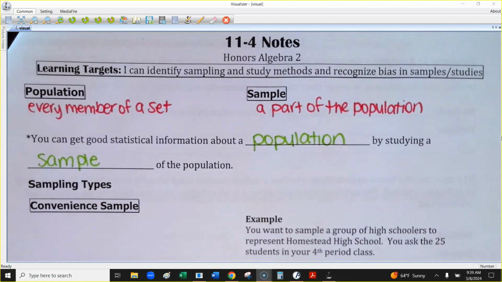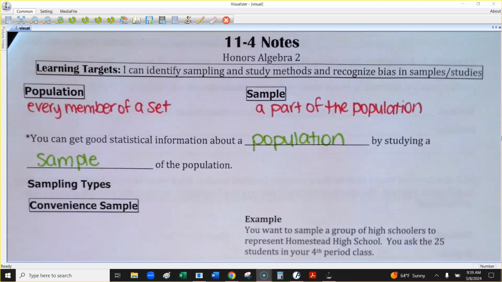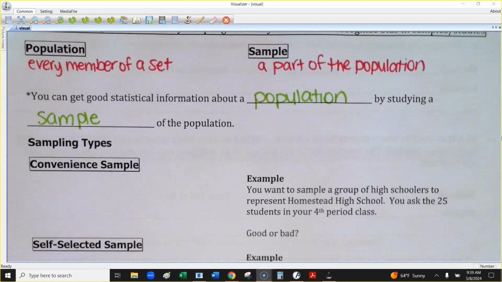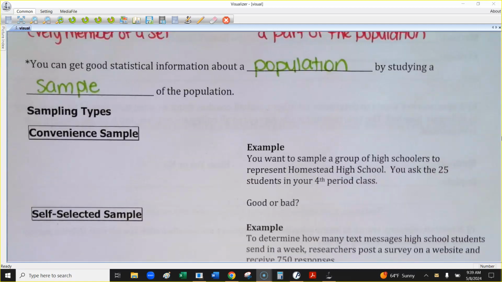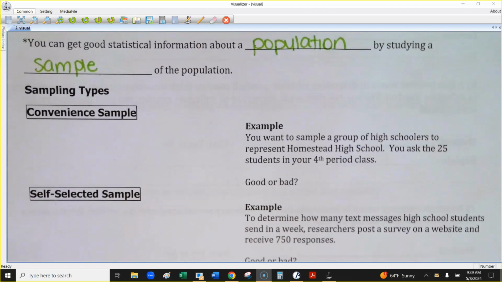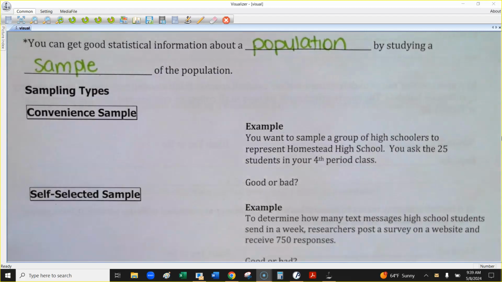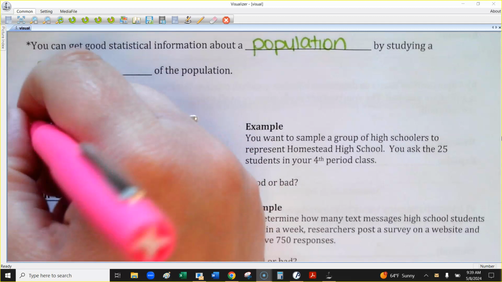Now, there are 4 different ways that we can collect a sample. So I'm just going to give you a little definition, and then I put an actual example that would relate to that to the side. And then we're just going to discuss real quick whether or not we think that would be a good way to sample people to get our data. All right, so convenience is the first one.